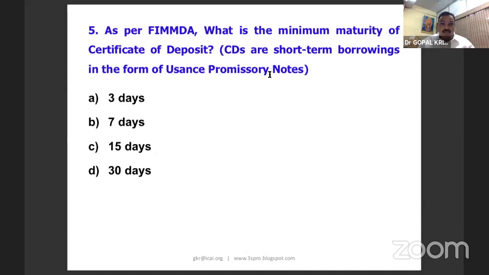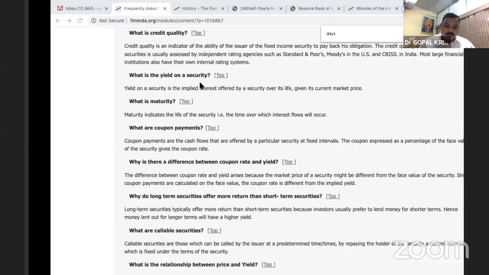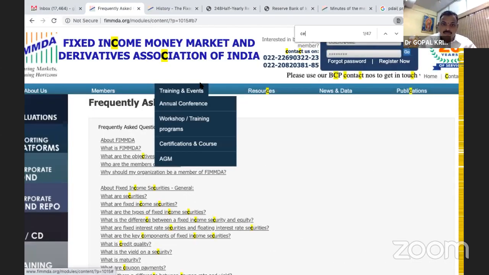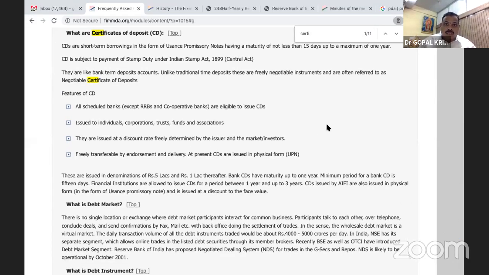Now, look at this. FIMDA circular. What is FIMDA circular? This is FIMDA circular. Here, FIMDA speaks about certificate of deposit. Look at certificate of deposit. Now, let me ask Gaurav Kumar Maheshwari. Please unmute.